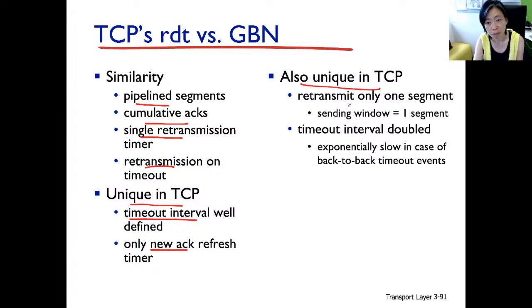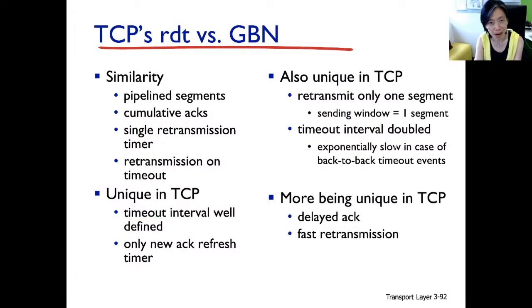Also, what's unique in TCP is this. Retransmission: if a timeout occurs, we retransmit only one segment, reducing the sending window size all the way to 1. And the timeout interval is doubled as well. So it slows exponentially in case there are back-to-back timeout events.